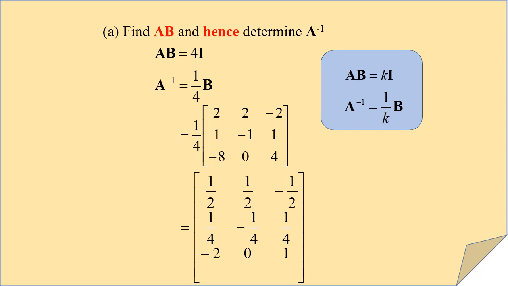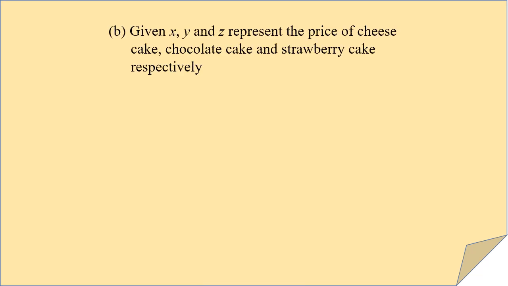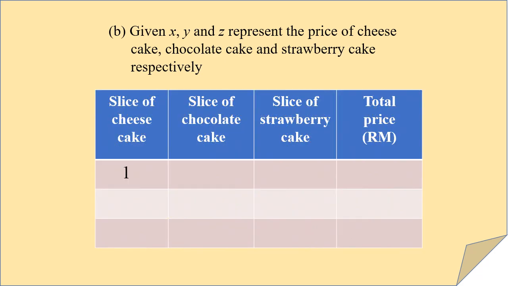So let's move on with question B. From the question, it says that x, y, z are representing the price of the cakes. So for Amy, we have 1 slice of cheesecake and 2 slices of chocolate cake without strawberry cake. The total price is 5 ringgit, right? So strawberry cake will be 0 here.